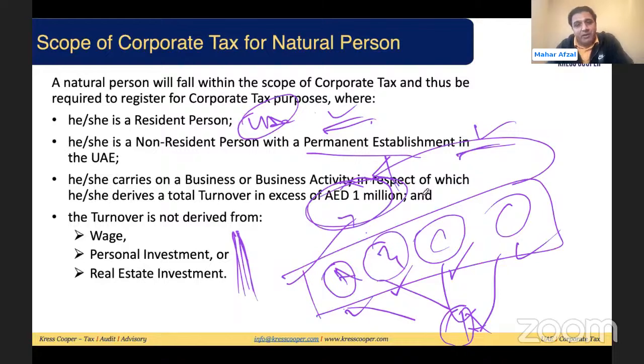The second, more important thing is that whenever this 1 million is being calculated, it has been given in the guide and was clear in the law as well that we need to consider the income before the deduction of any expenses. Means we need to consider the revenue before the deduction of any expenses. All types of revenues will be considered before the deductions of any expenses to calculate this threshold of 1 million dirham.